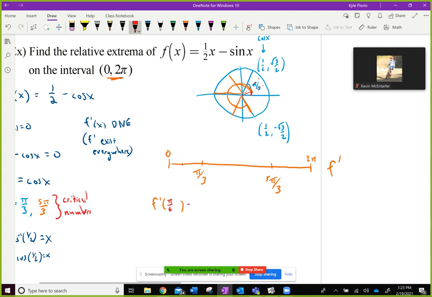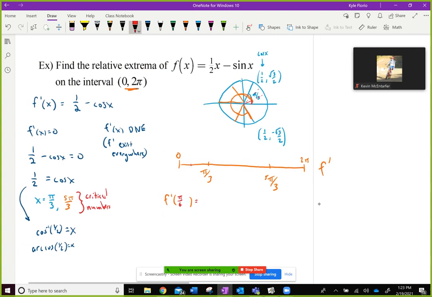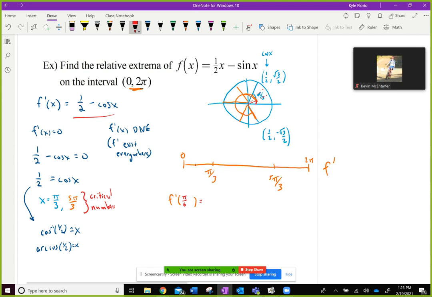If I plug pi over 6 into my derivative, which is right over here, it's going to be 1/2 minus cosine of x. I'm just interested if it's positive or negative. So if you put it in your calculator, that's fine. Minus cosine of pi over 6. The cosine of pi over 6 is the x value of that point, which is root 3 over 2. 1/2 minus root 3 over 2. Is that positive or negative?